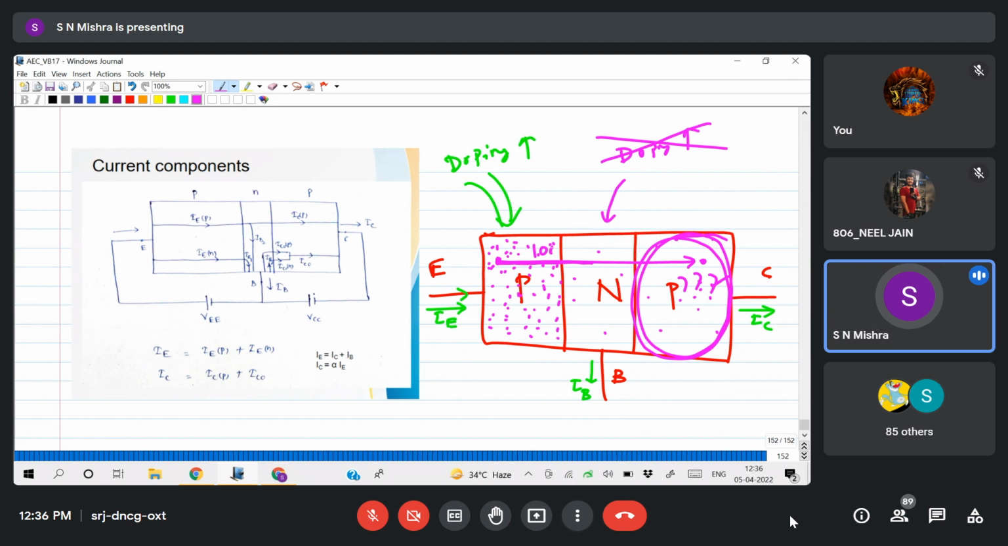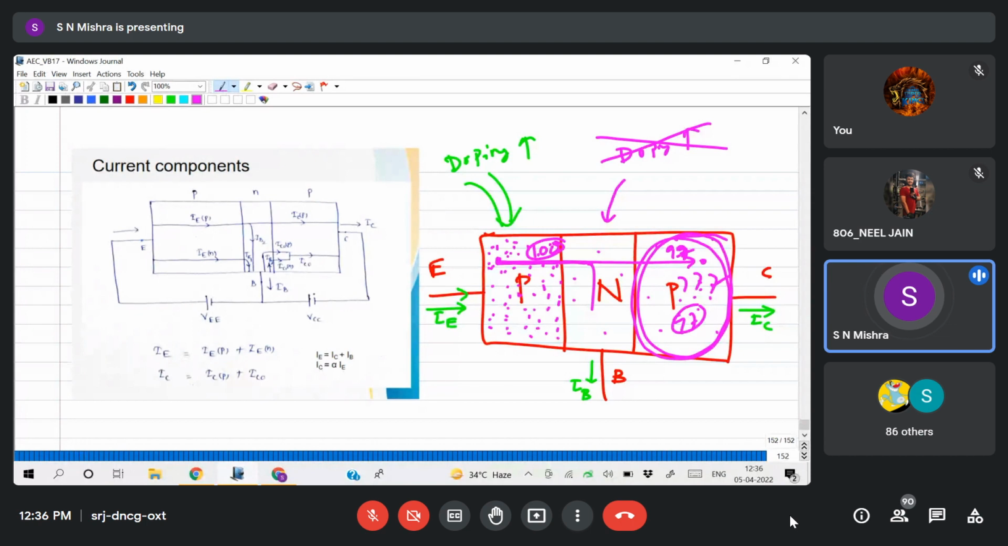Suppose 100 holes are coming from the emitter, and I'll find 2 or 3 electrons due to the very light doping. So maybe 2-3 holes will recombine in the base region. So 97 or 98 holes will reach at the collector. Out of 100 I am sending here, 97 holes will reach at the collector. Only 3 will combine here in the base region. That's why base is lightly doped.